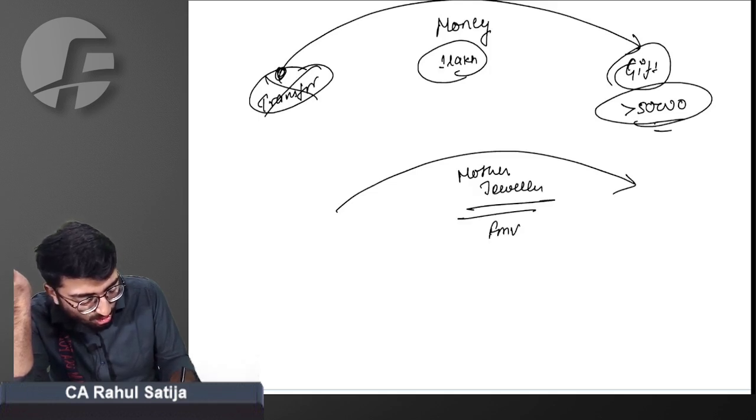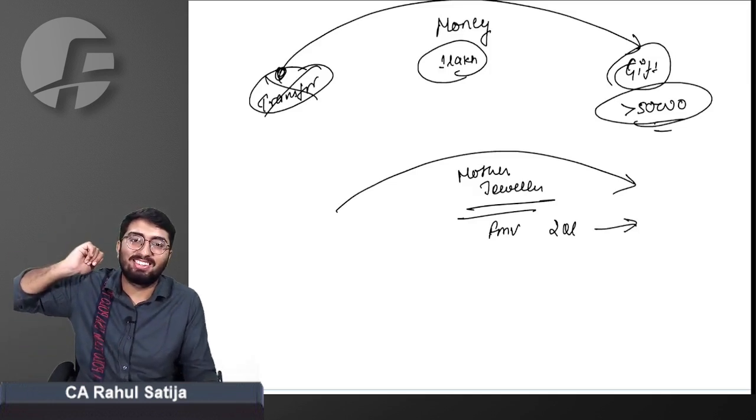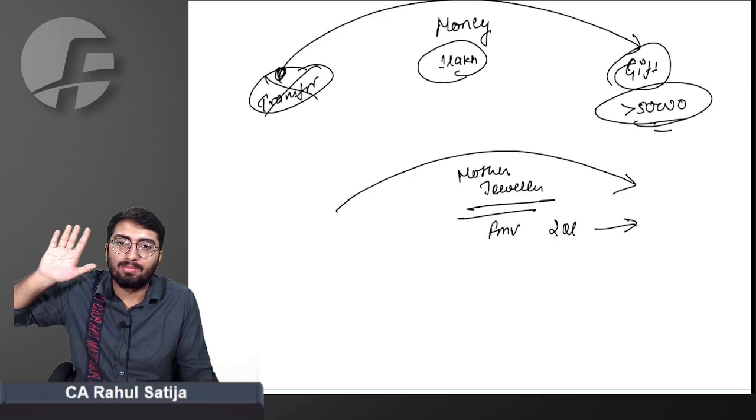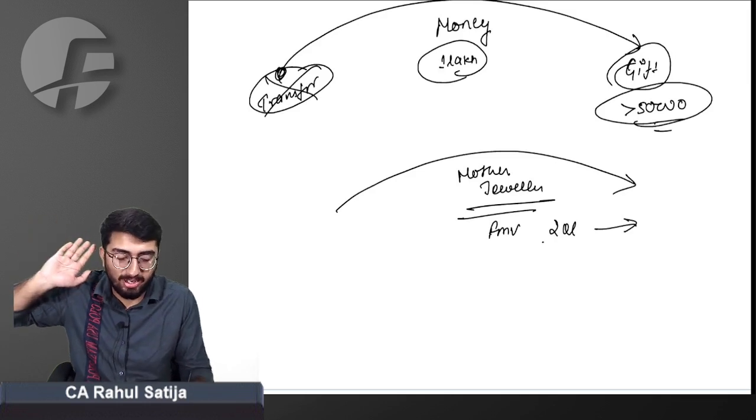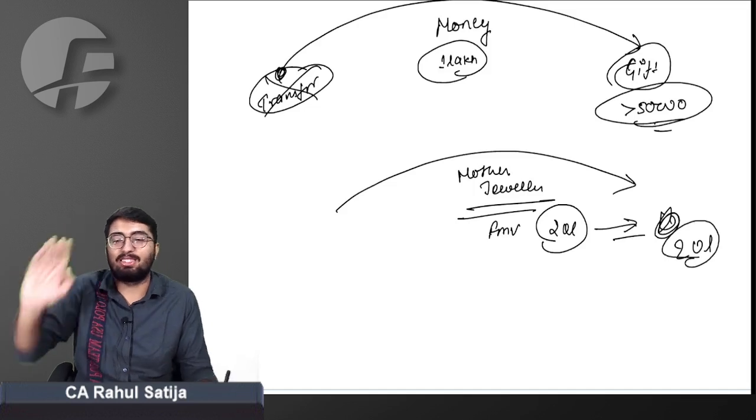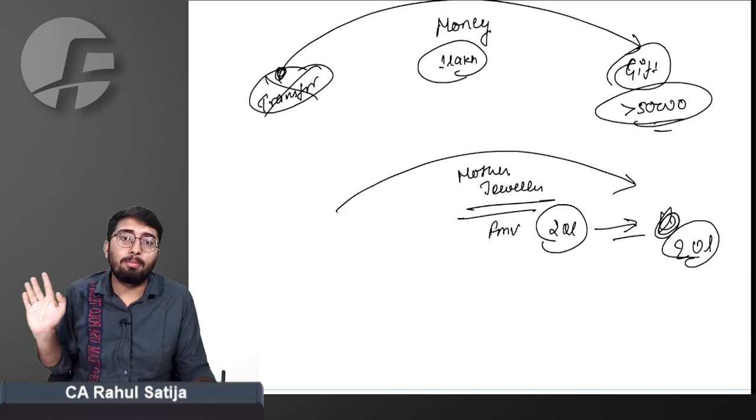Jewelry had FMV of 20 lakh rupees. I gifted it to her. Sir, provision says any kind of movable property whose FMV is greater than 50,000 rupees will be taxable in the hands of Shraddha. So 20 lakhs again will be taxable. Sir, what if I said I'm not giving it for free?